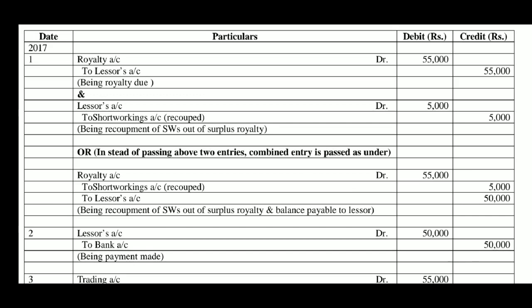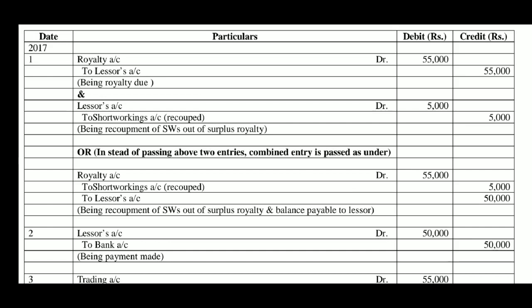See the entry number 1, there are 2 entries and combined entry is also given. Let us consider firstly when 2 entries are passed, royalty account debtor to lessor's account 55,000, that is the actual royalty being royalty due. Now, second entry is passed with the amount of recoupment. Now, lessor is debited with the amount of recoupment, lessor's account debtor to short workings account 5,000 rupees being recoupment of short workings out of surplus royalty.